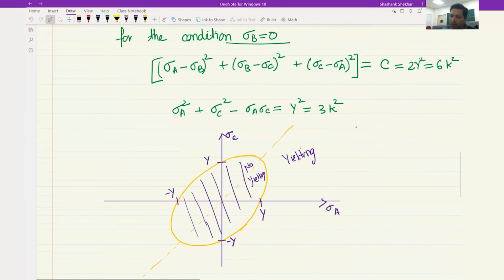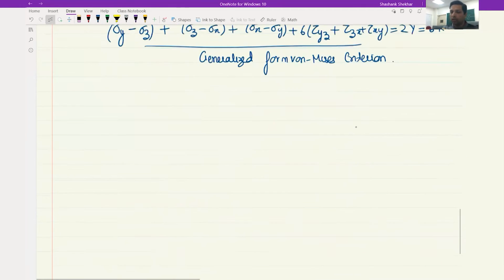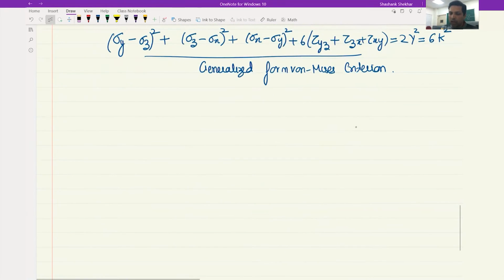Then we looked at the locus in two axes, sigma A and sigma B, assuming sigma B is 0. This is how it looks. We also looked at the generalized form of the equation, how it would look if we have the stresses in the general form. And now just the last point regarding von Mises: if you were to draw the surface in 3 dimensions where the yield begins, it would be a surface that actually looks like a tube.